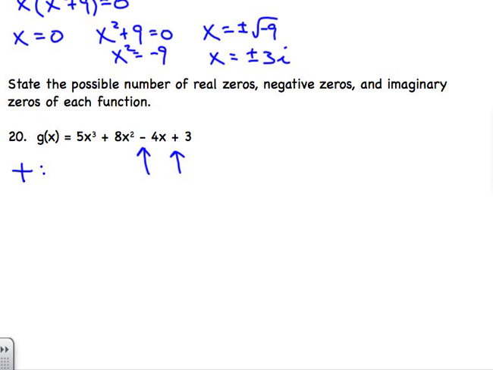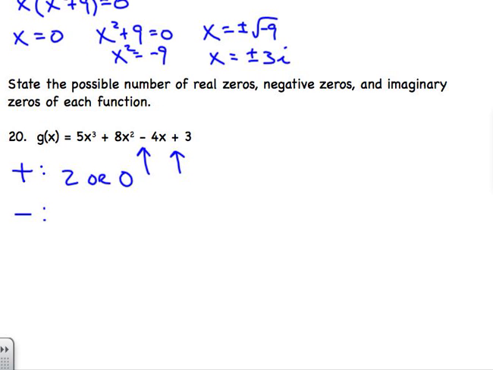Now the pattern with Descartes is that it's the number of sign changes minus 2 until you reach 0. So how many times does g of x cross on the positive side? 2 or 0 positive roots. We can also make the same prediction with the negative side, so how many times it crosses on the left side of the x-axis. For that, though, we have to do a little more work.